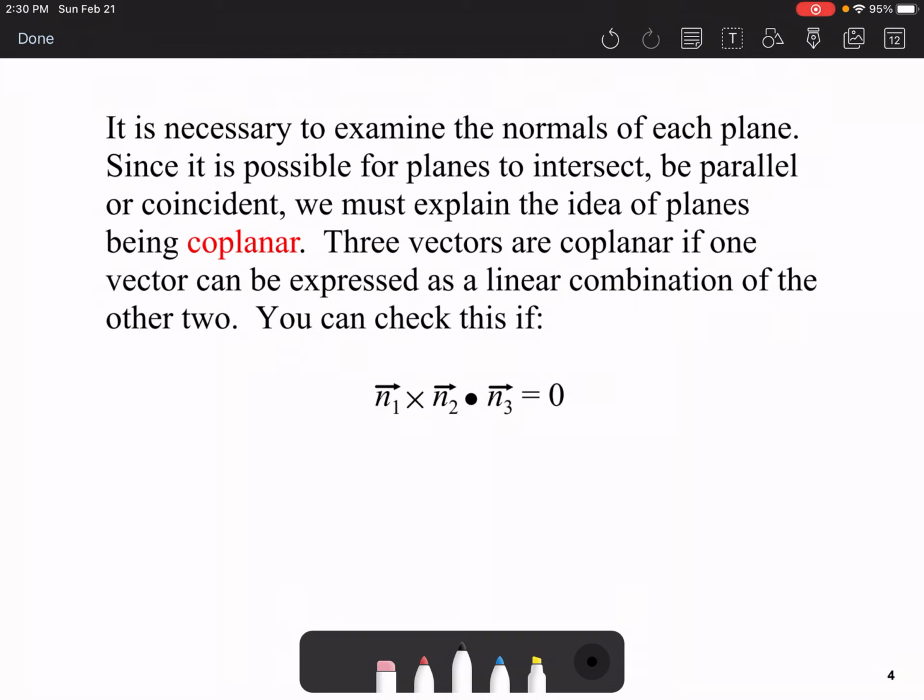Now, it's key to note that you have to actually work out the cross product first, just like you would for any cross product and dot product expression. Also, it's key to note, it doesn't matter which normal you use to start with, which one's your second normal and which one's your third normal.